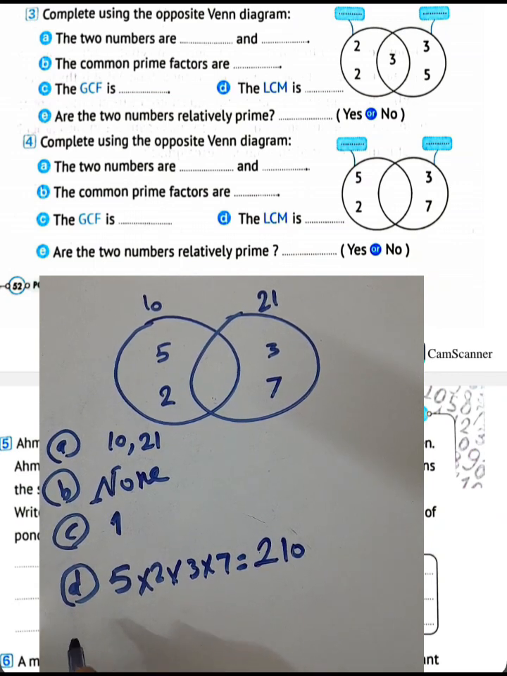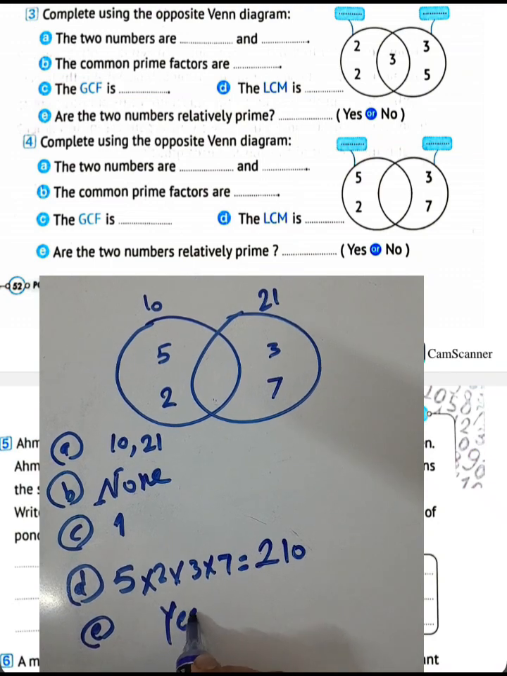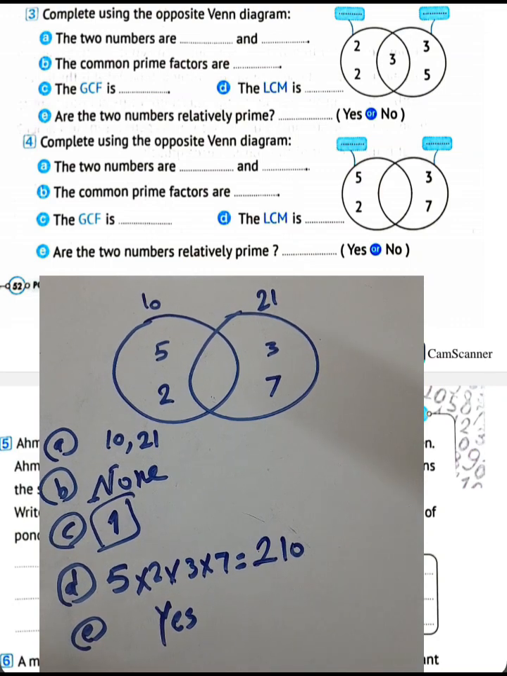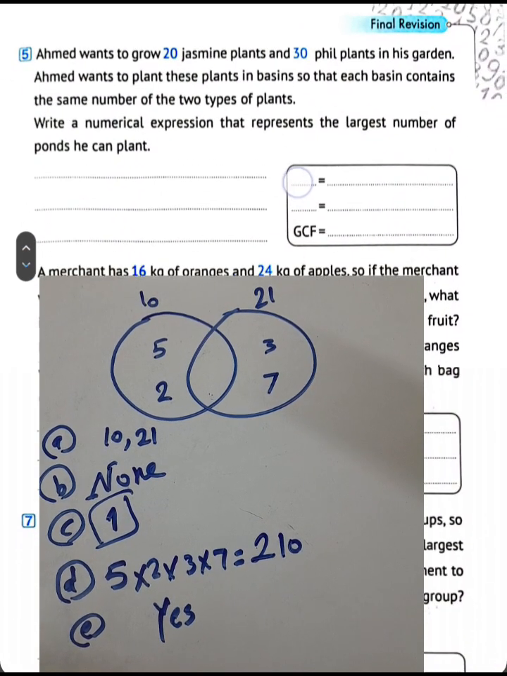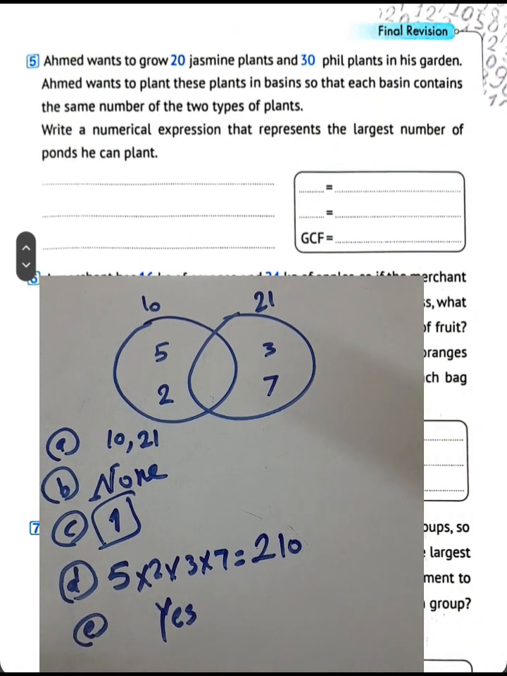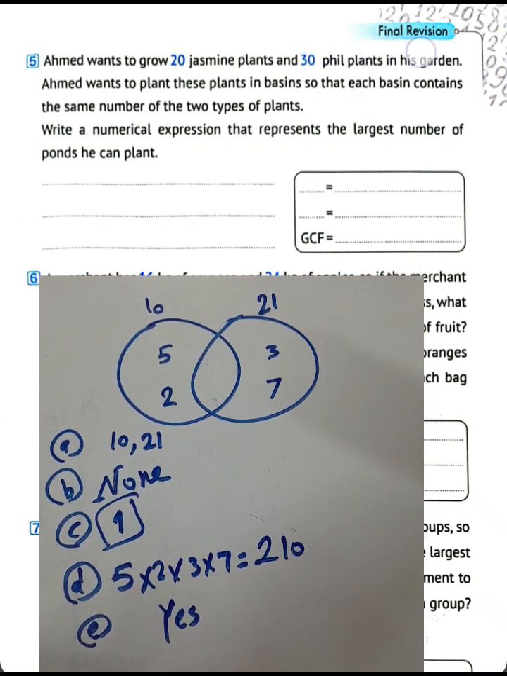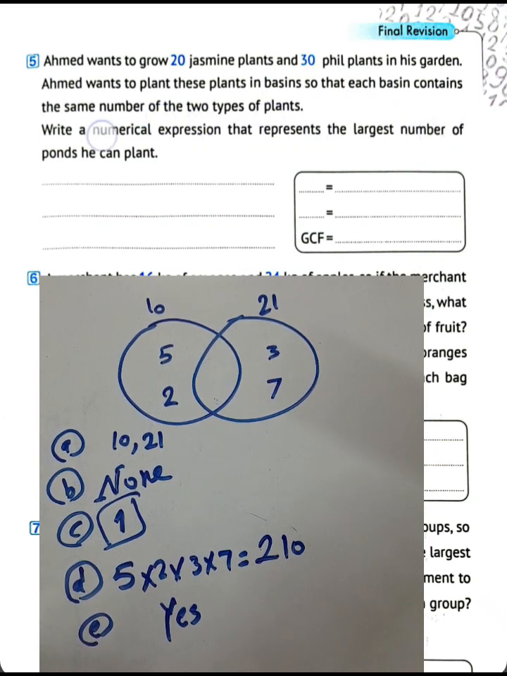Which are letter E. Are two numbers relatively prime? Yes, because the greatest common factor between them equals 1. Next question. Number 5. Ahmed wants to grow 20 jasmine plants and 30 flower plants in his garden. Ahmed wants to plant these plants in the basins so that each basin contains the same number of two types of plants. Write the numerical expression that represents the largest number of plants he can plant.